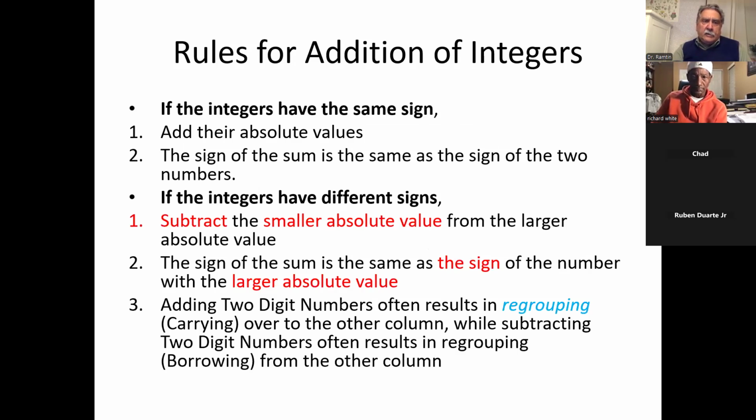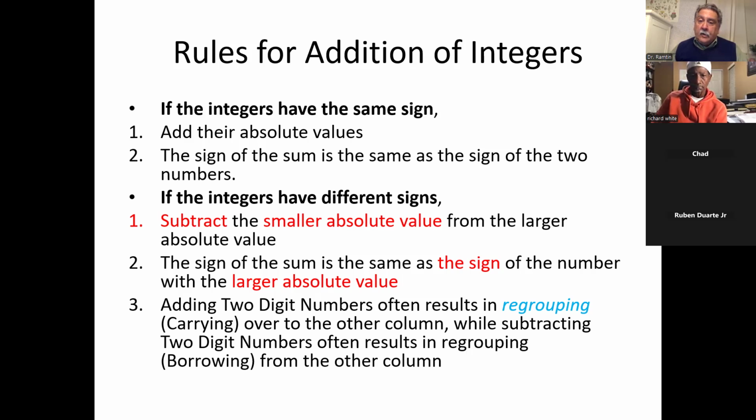Now, rules for addition of integers. I just talked about that. If the integers have the same sign, add their absolute values. The sign of the sum is the same as the sign of the two numbers. If the integers have different signs, subtract the smaller absolute value from the larger absolute value. The sign of the sum is the same as the sign of the number with the larger absolute value.